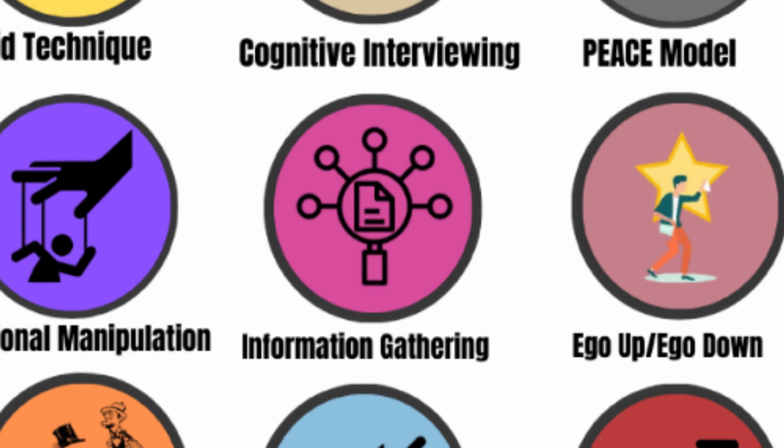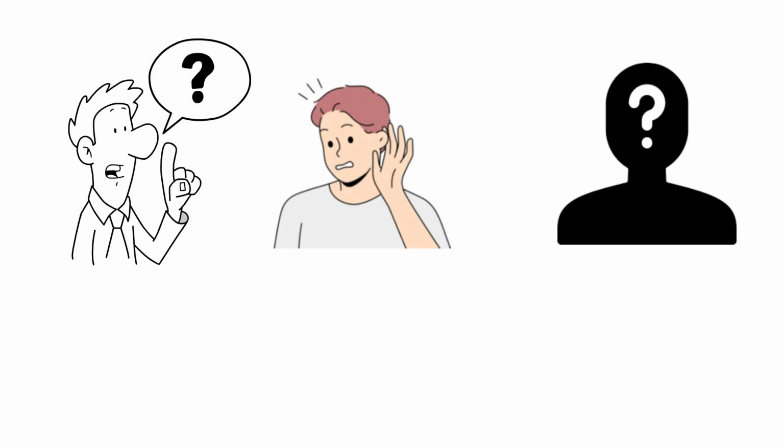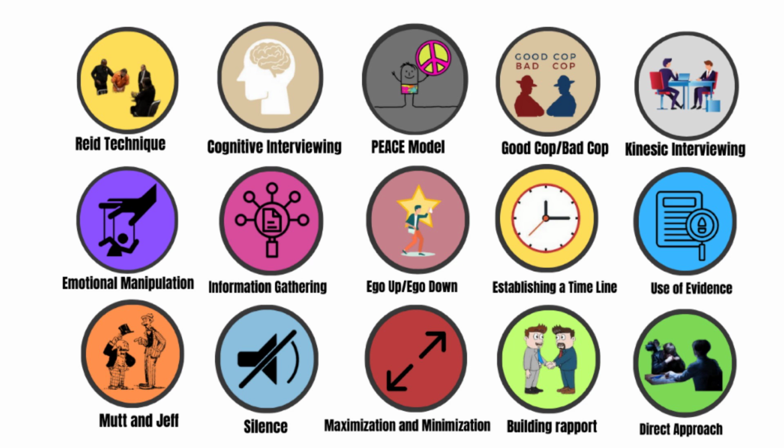Information gathering. Here, the interrogator asks open-ended questions that allow the suspect to provide information freely. They demonstrate active listening, which encourages the suspect to keep talking and reveal more details.